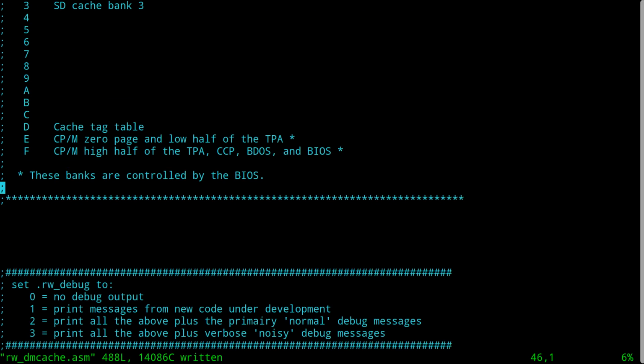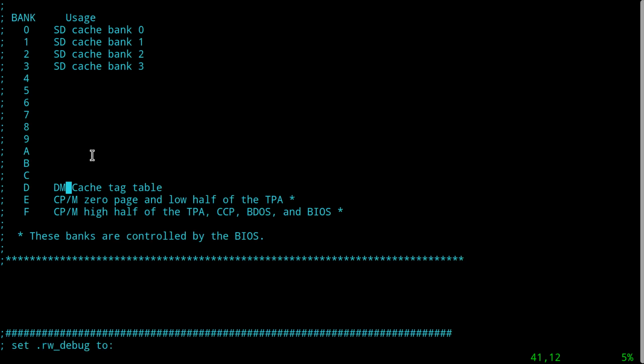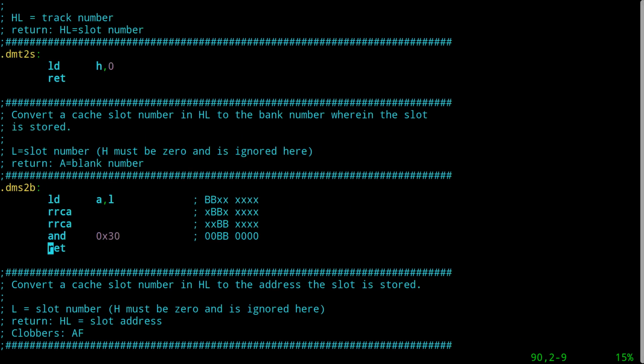All right, so let's call this the direct map DM cache tag table. Because who knows, we might have some other data. Maybe the tag table will be more than one bank. I hope not. That's 32K right there for a tag table. Seems a bit much. All right, so this is going to be where everything goes.